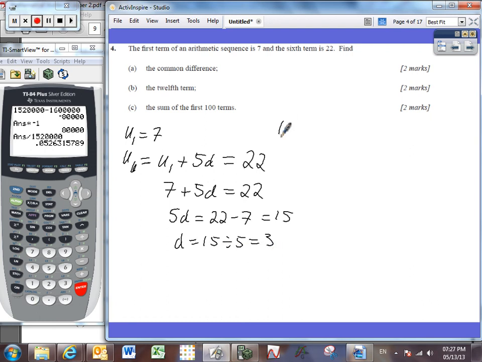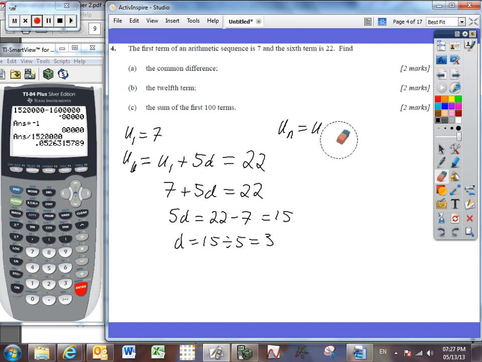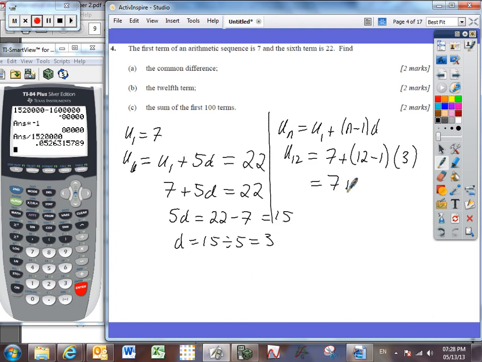So the formula package tells you that un is equal to u1, oops, wrong formula. Alright, u1 plus n minus 1 times d. And so in our case we're looking for u12. Our u1 is 7. Our 12 is the n. So we're doing 12 minus 1, or 11 if you prefer, times d, and d we just figured out in part A is equal to 3. So that equals 7 plus 11 times 3. 7 plus 33 equals 40.